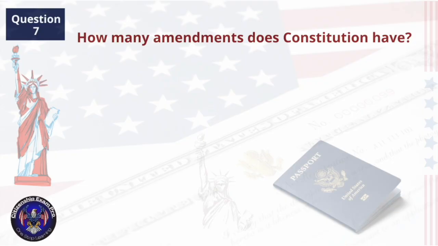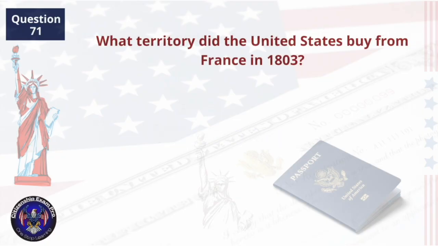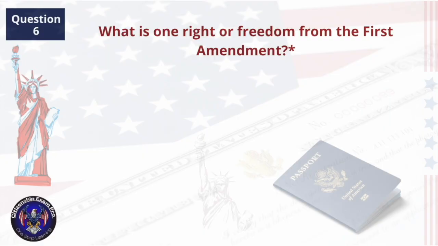How many amendments does the Constitution have? 27. What territory did the United States buy from France in 1803? The Louisiana Territory. What is one right or freedom from the First Amendment? Speech.